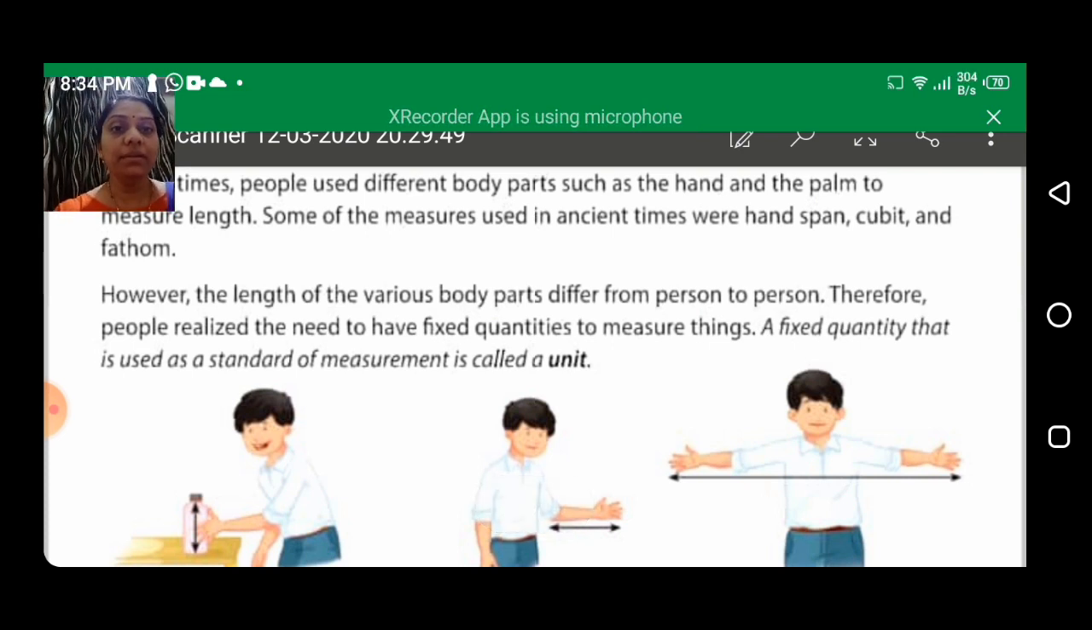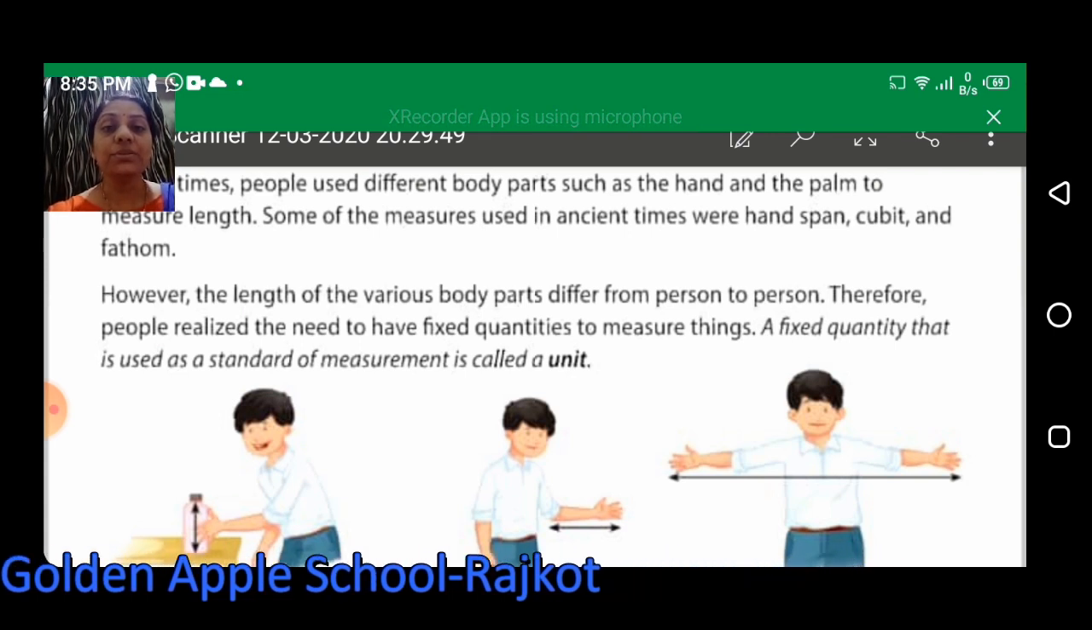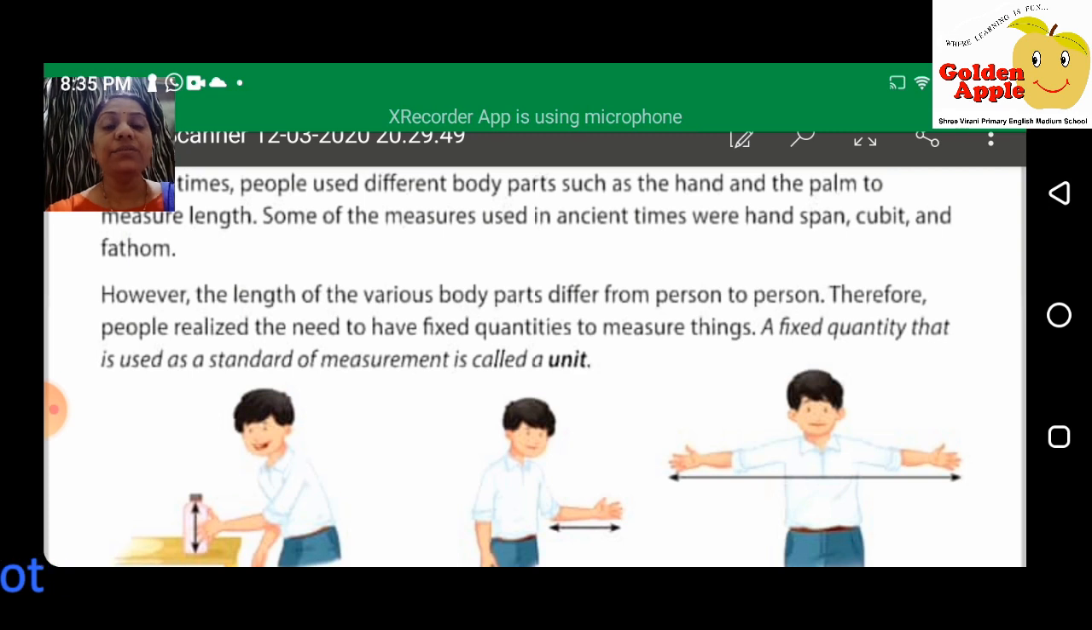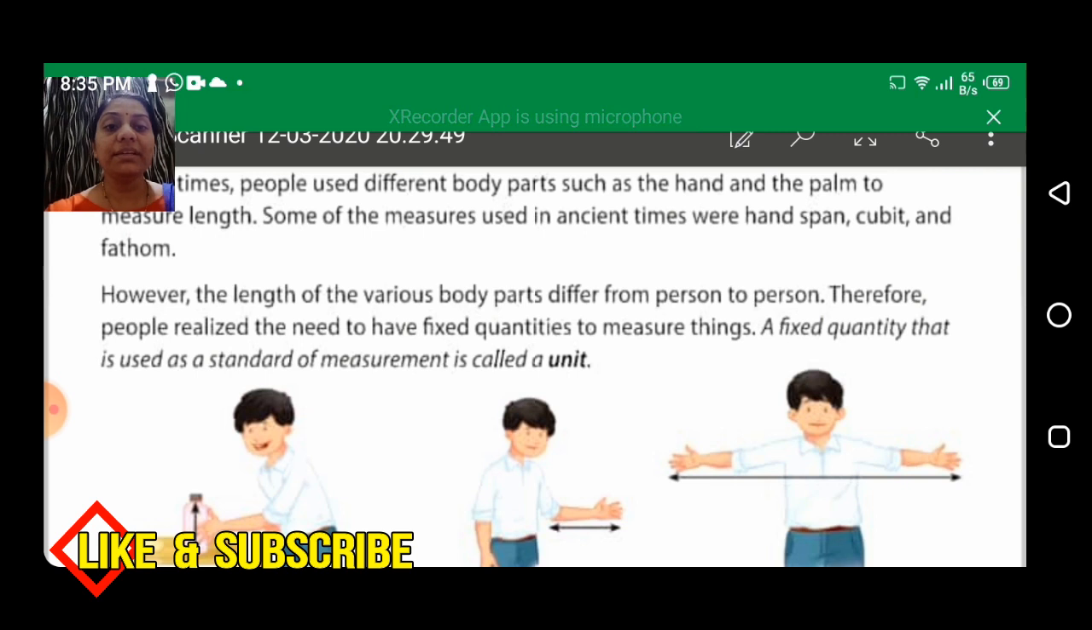But there is a problem because the length of various body parts differs from person to person. If a boy of 10 years old has a different length of hands than a boy of 20 years old. So there is a difference between the length of the hands of 10 year old boys and 20 year old boys. So there is a difficulty how to measure clothes, how to measure length of anything. So then people realized, and they fixed quantities to measure things. A fixed quantity that is used as a standard of measurement is called a unit.